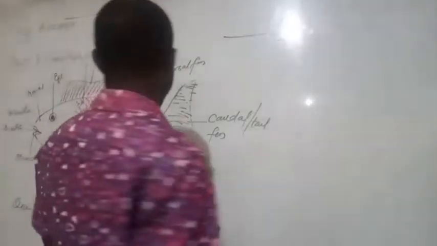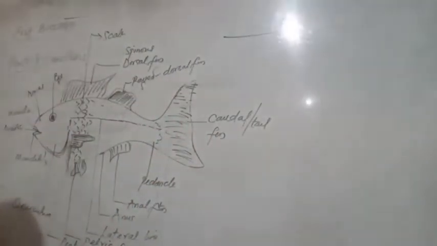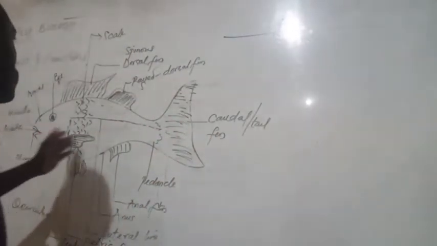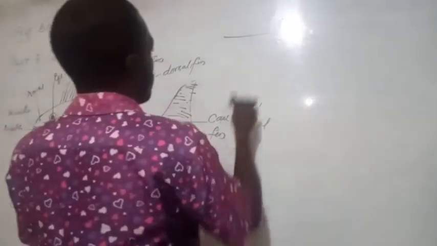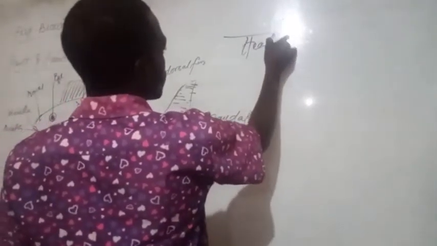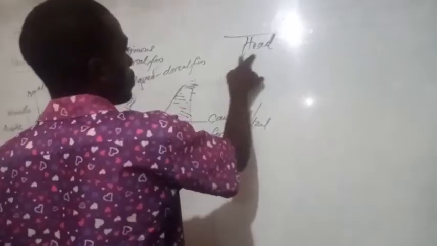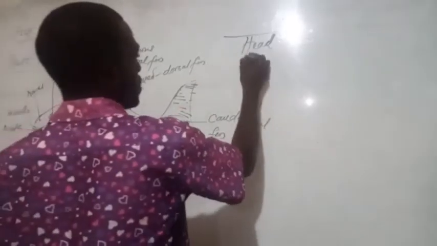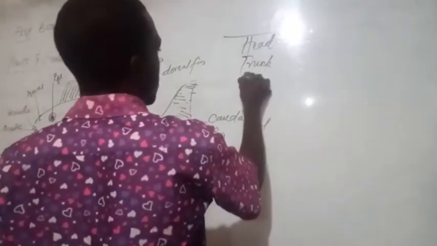All right, so this is the diagram of the fish. Now, what we are going to do next is define those parts and differentiate them into head, trunk, and the tail.